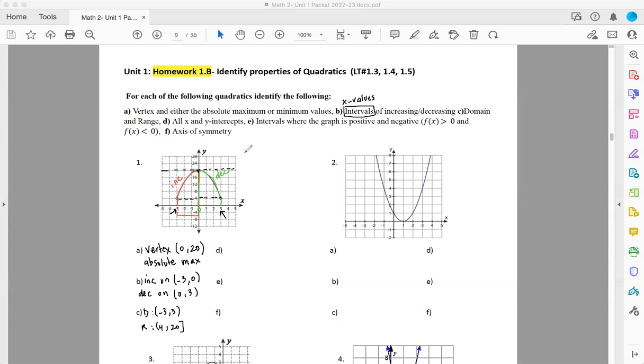D, all x and y intercepts. Remember, an x-intercept is where the graph meets or crosses the x-axis. This graph doesn't even cross the x-axis. The x-axis is below this graph, so no x-intercepts.